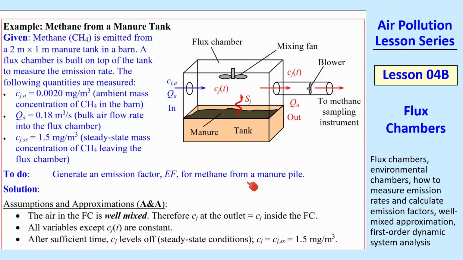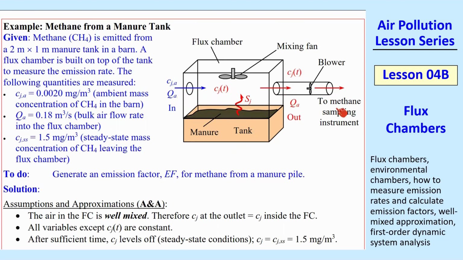There's a big manure tank. I just have a box around part of it. So we put a box around it, make our own flux chamber. This could be just a plywood box. Again, I put the fan in to indicate well mixed, but you may not even have that. It'll still be a pretty good approximation. And we do the same thing we did in the example when I was deriving this. We have ambient air coming in, QA. We have QA going out.